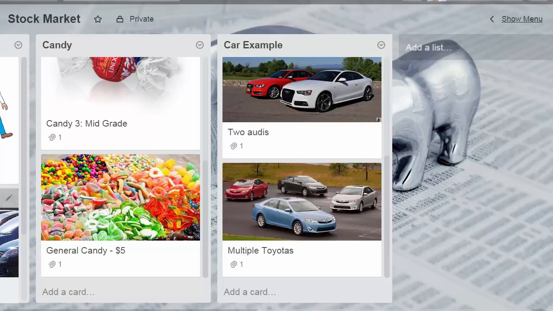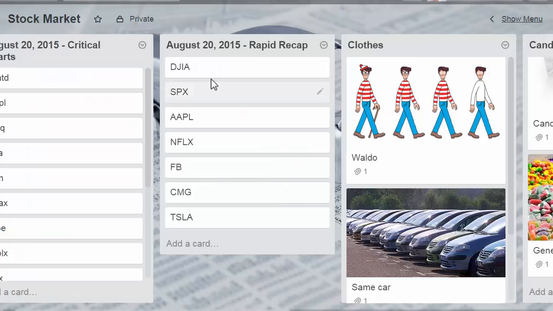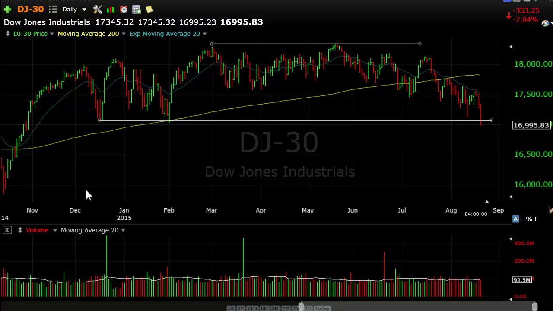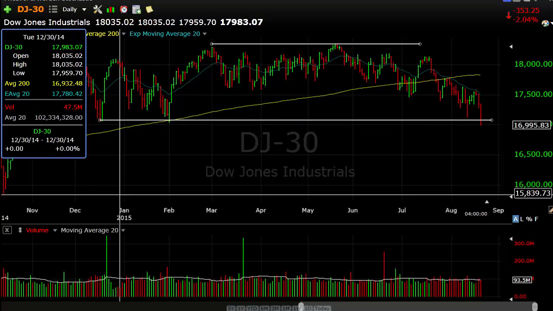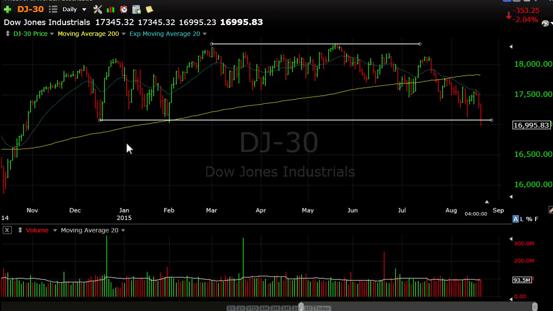So let's take a look at some of these stocks and some of these indices and how things are moving. And then I'll share with you my current position and some other things I'm watching. So Dow Jones is basically looking at this support line right here.